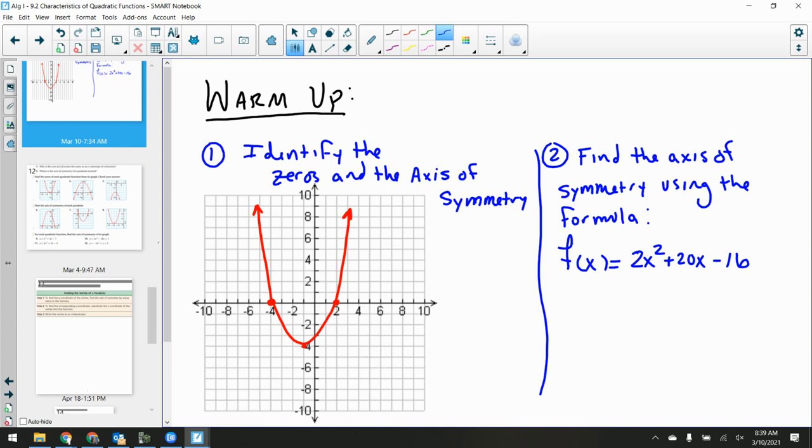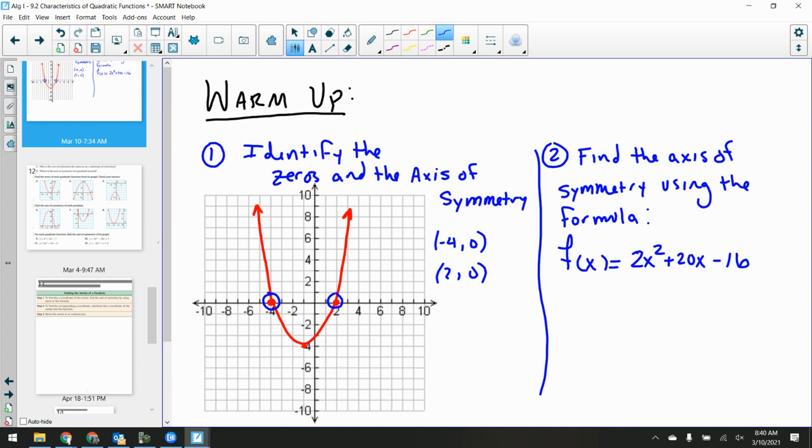How many zeros does this one have? 2. Yeah. So I see 2 zeros happening, right? Now, remember to write them as coordinates. It looks like I've got a (-4, 0) and a (2, 0). Those are my 2 zeros.